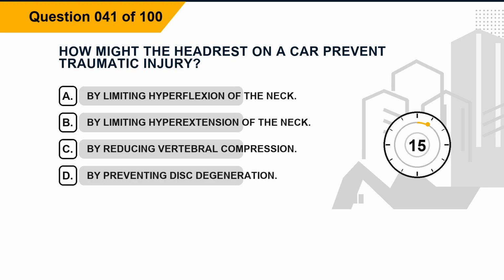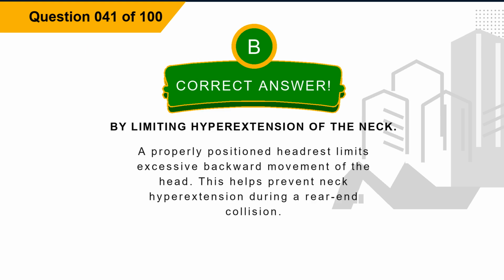Question 41. How might the headrest on a car prevent traumatic injury? Option A, by limiting hyperflexion of the neck. Option B, by limiting hyperextension of the neck. Option C, by reducing vertebral compression. Option D, by preventing disc degeneration. The correct answer is option B, by limiting hyperextension of the neck. Explanation. A properly positioned headrest limits excessive backward movement of the head. This helps prevent neck hyperextension during a rear-end collision.